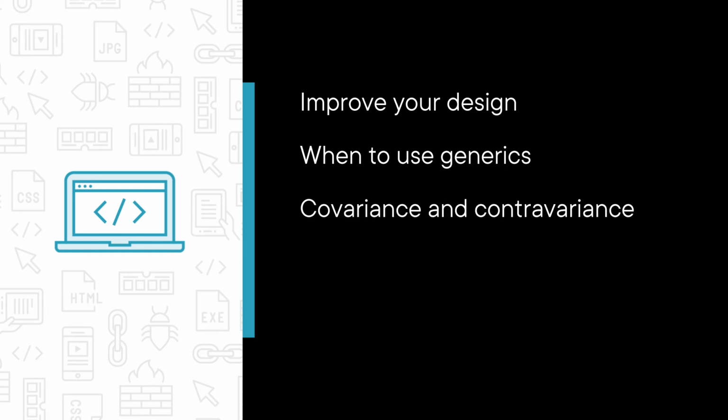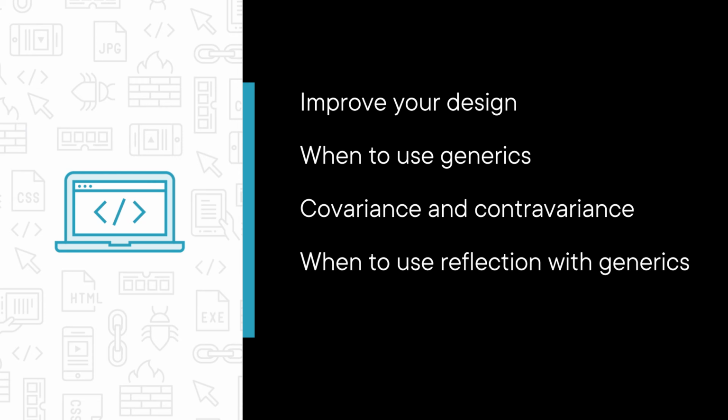Some of the major topics that we will cover include: how can generic constraints improve your design? When should you use a generic interface, class, or method? How can you finally remember the difference between covariance and contravariance? When would you use reflection with generics? And how can you write more flexible code with generic events and delegate types?